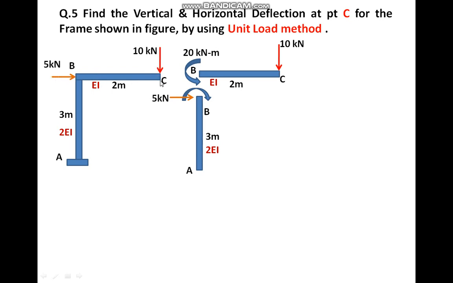kilonewton load is vertical at point C, 2 meters distance from B to C with EI, and B to A is 3 meters with 2 EI. First, you draw the free body diagram of the given load.